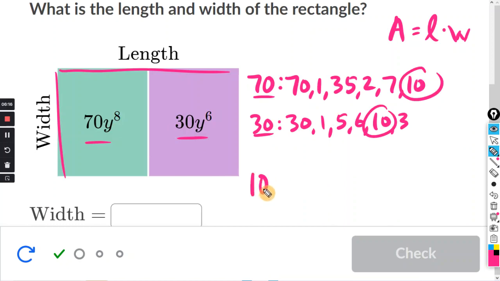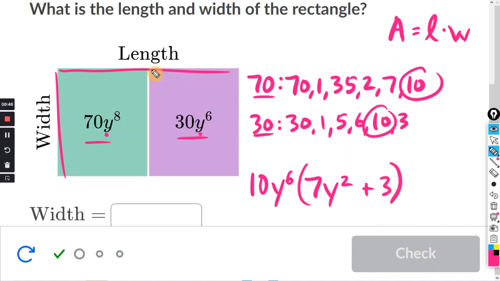And then you want the one variable with the smallest exponent. Here's y to the 8th. Here's y to the 6th. The smallest is y to the 6th. Okay, 70 divided by 10 is 7. Y to the 8th divided by y to the 6th is y squared. 30 divided by 10 is 3, positive 3. And y to the 6th divided by y to the 6th is just 1.